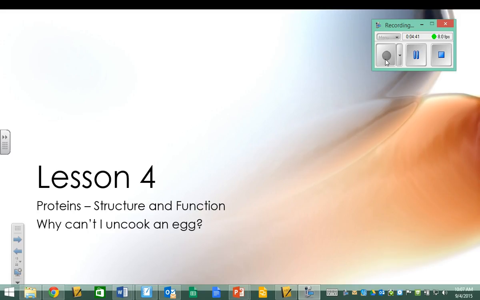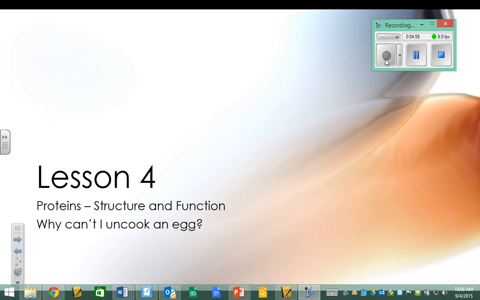All right, so if you have the printed out notes, the next slide was in lesson 3, but we didn't finish it yesterday. So I just slid it ahead and put it in lesson 4. Lesson 4 is all about proteins. What are they like? And we're going to talk about their function.